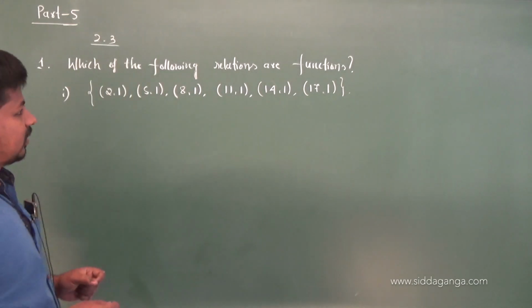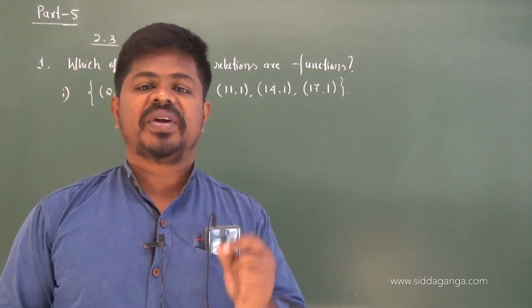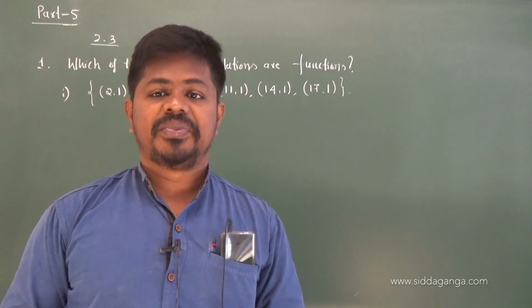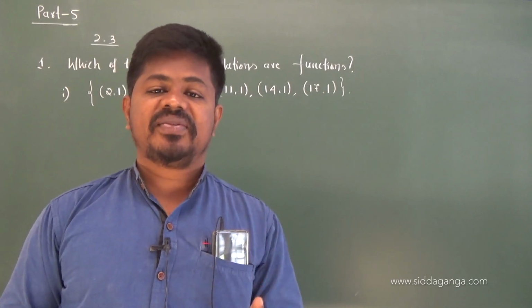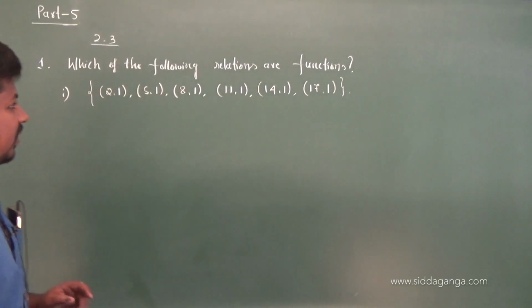Hope you got it. Reason is what? This is a function because no two different ordered pairs have the same first element. So therefore, it's a function.